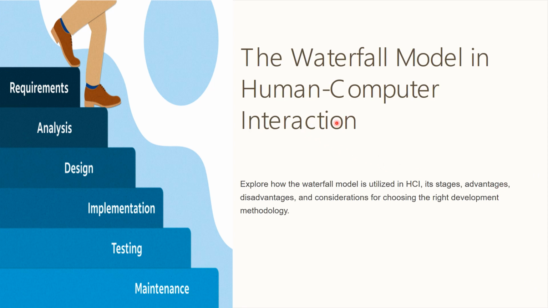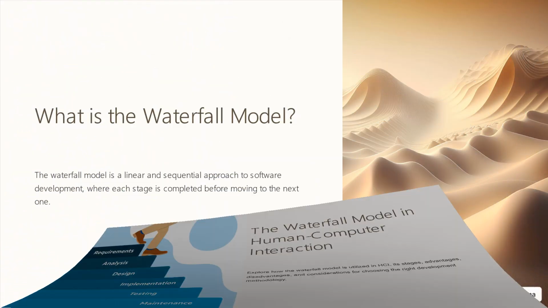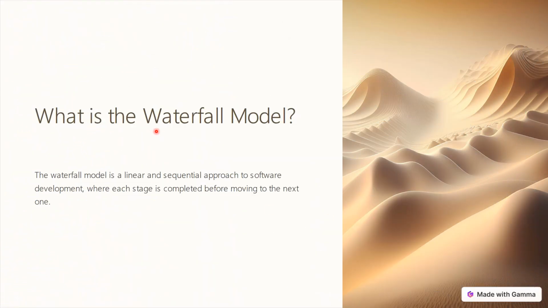Human computer interaction, so it is a really very important part. We can see here it's a step-by-step fall type of system. That's why it is known as the waterfall model. What is meant by the waterfall model?